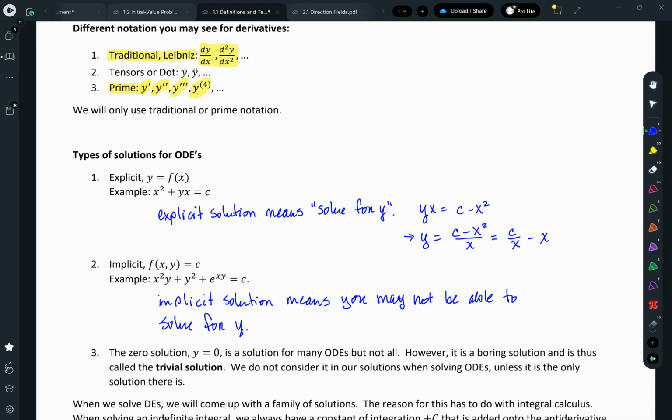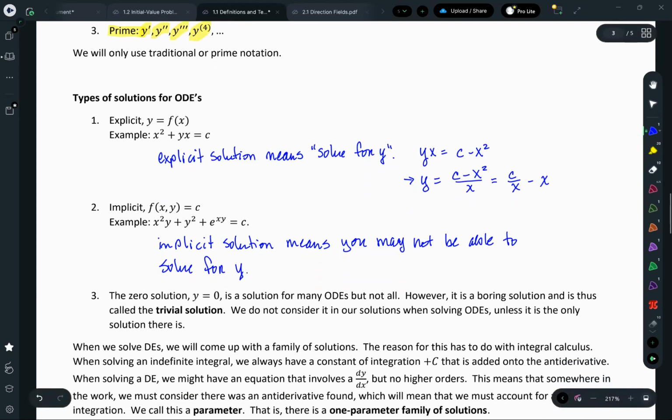All right, the third type of solution that we get is the zero solution, and that is a solution for many of the ordinary differential equations that we're going to work with, but not all of them. However, it's kind of a boring solution, and therefore we have a name for it. It's called the trivial solution. So the trivial solution is just y equals 0. We typically do not consider it in our solutions when we're solving ODEs unless it is the only solution that there is, okay?